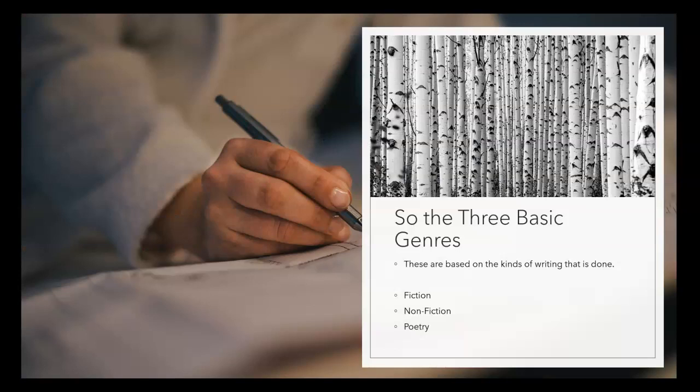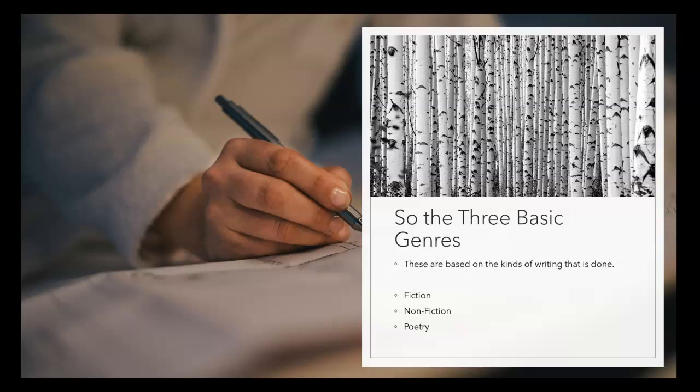So, the three basic genres are fiction, nonfiction, and poetry. These are based on the kinds of writing that is done. Fiction is generally narrative and can be based on anything.